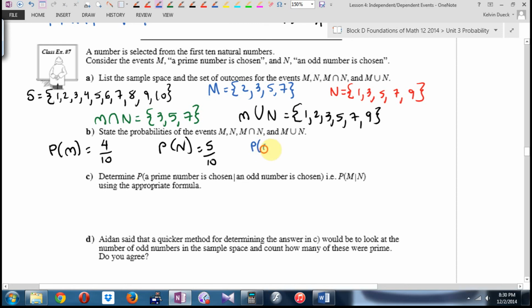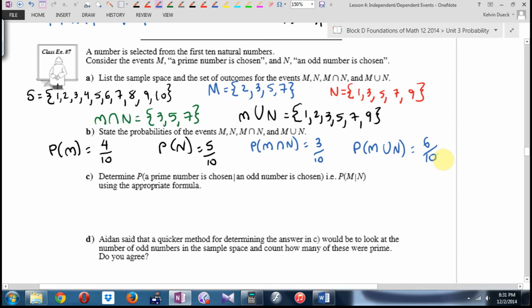Probability of AND is 1, 2, 3 out of 10. By the way, 5 out of 10 is a half, 4 out of 10 is 2/5, so I'm not reducing because I want to see the pattern here. And probability of M or N, 1, 2, 3, 6 out of 10.